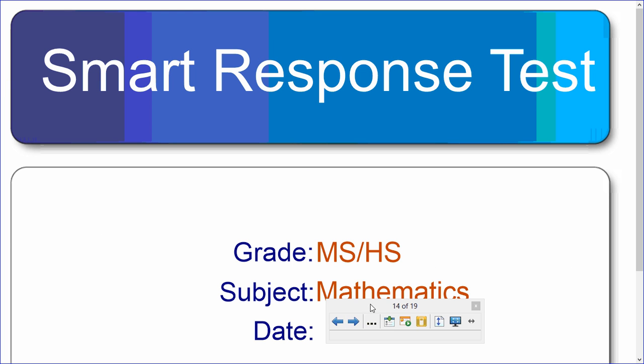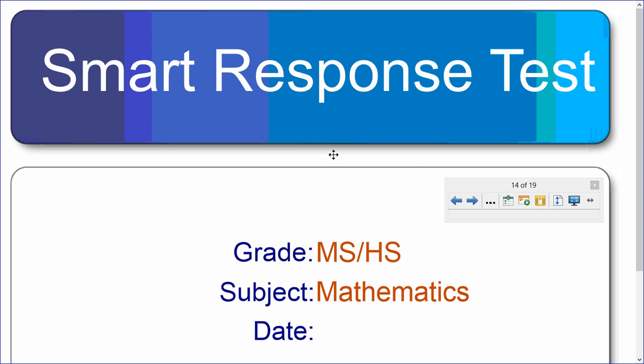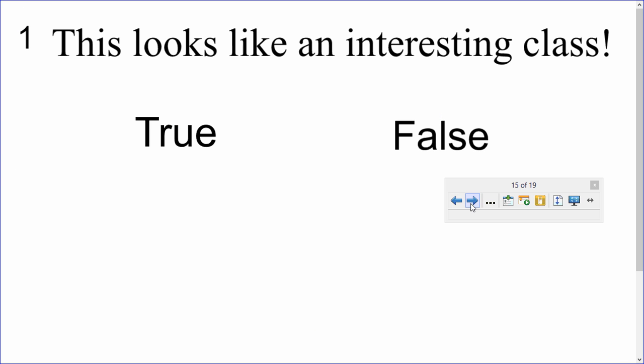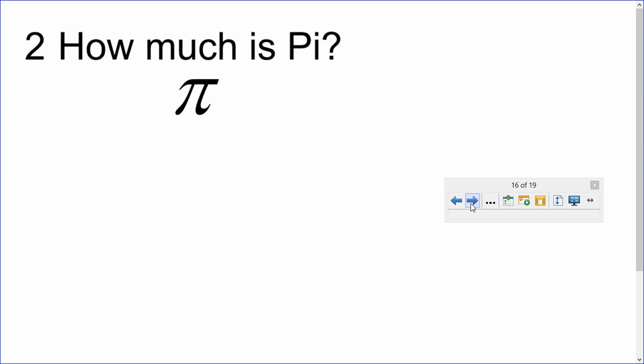So you'll see tests that look like this. This is the title page where you would have some type of assessment. And every time you have an assessment, this is the page that is always seen. Grade, subject, and date. Here's a sample question, true or false, where you'd have to use your Smart Response to answer TF, or on the selected keys, true or false. Here's another question where you'd have to type in some type of fraction or number to correspond to the value, how much is pi. So that's a number question.